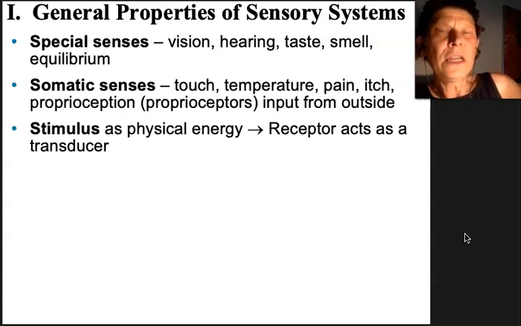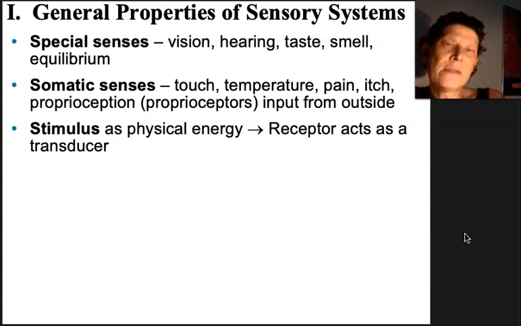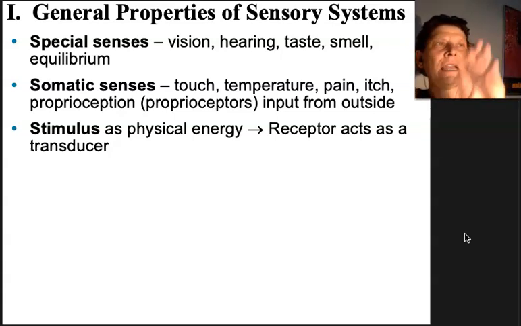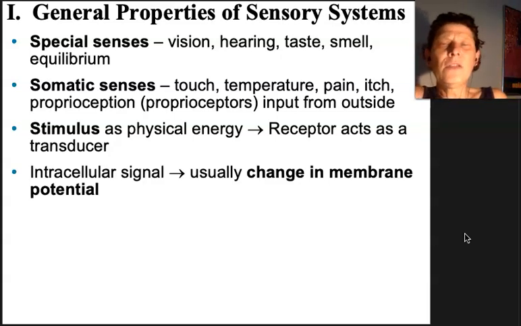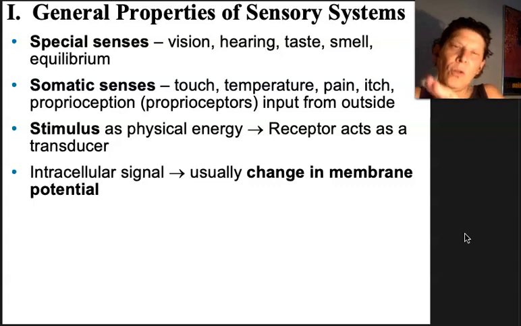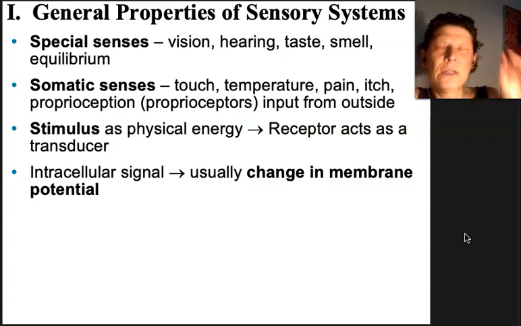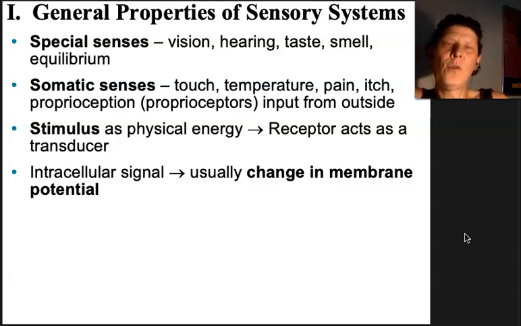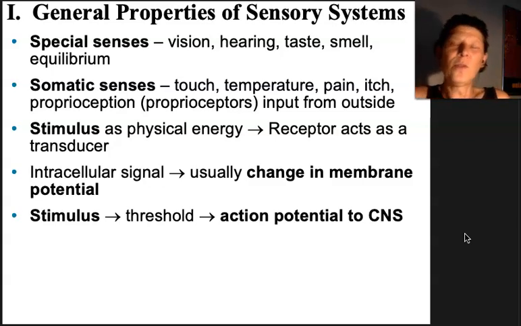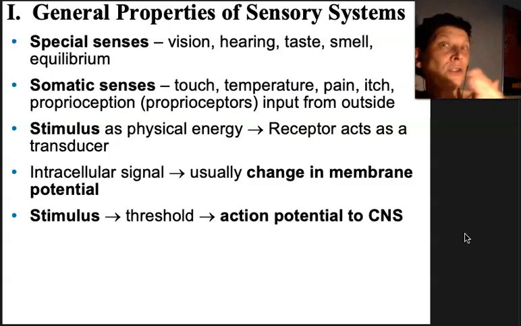A stimulus has a physical energy, and a receptor in your skin, for instance, acts as a transducer to take that stimulus physical energy and transduce this into an electrical potential energy. The intracellular signal then is usually a change in that membrane potential that we know so well when it comes to potentials. The stimulus, depending on its strength or frequency, creates a change in the membrane potential that reaches threshold.